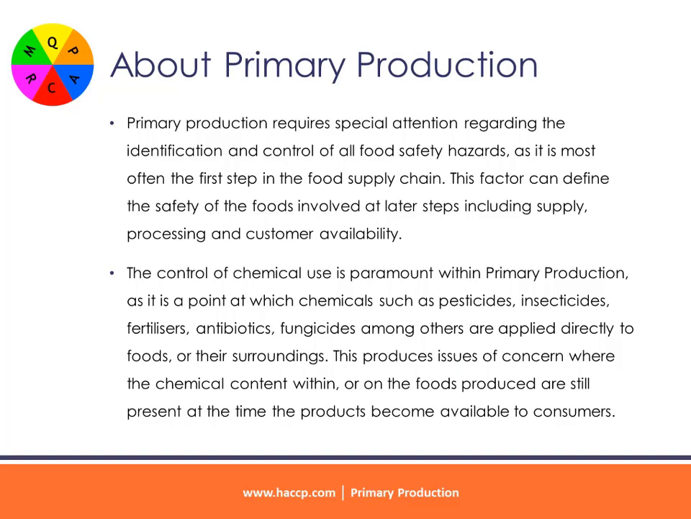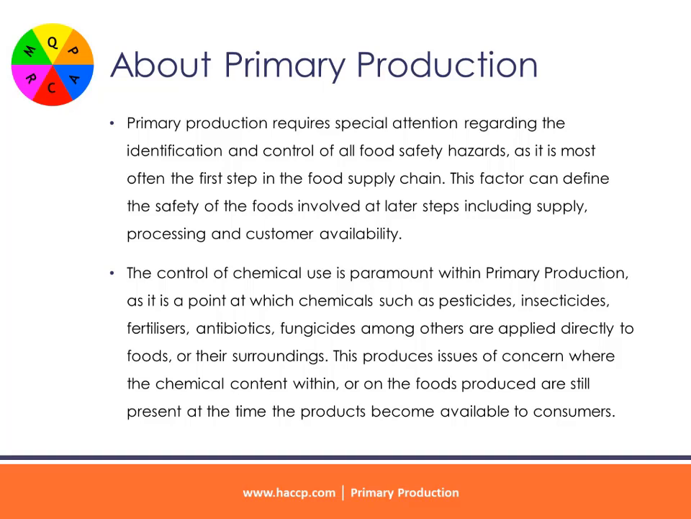About primary production. Primary production requires special attention regarding the identification and control of all food safety hazards, as it is most often the first step in the food supply chain. This factor can define the safety of the foods involved at later steps, including supply, processing, and customer availability.